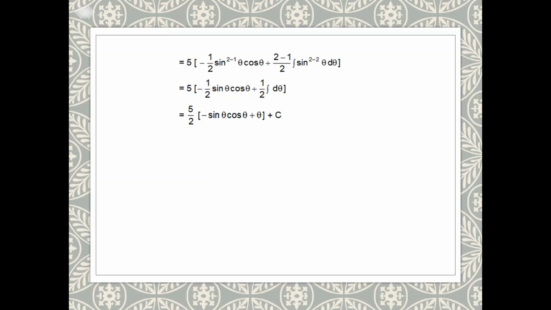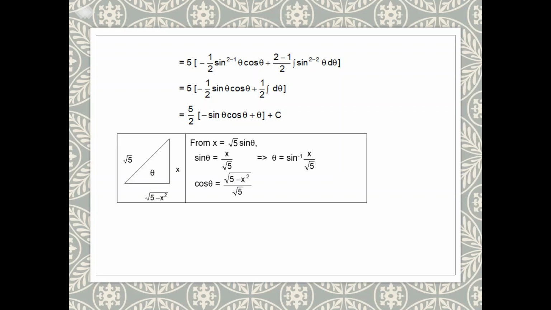To integrate sine square theta, you need to apply the formula for sine theta to the power of n. You should get the following answer. Take note, this is not the final answer because you need to replace theta back to x. See that our earlier substitution was x equal to square root 5 sine theta. We know that sine is equal to opposite over hypotenuse. Representing this in right angle triangle, opposite is equal to x and hypotenuse is square root 5.